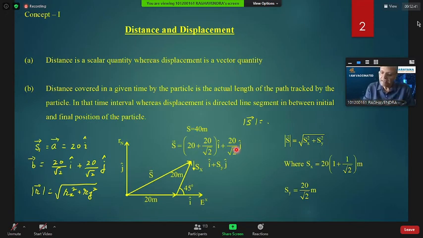So your S is how much? Sx i plus sy j. So this is your answer. If you want magnitude, then mod S will be under root sx squared plus sy squared. Sx is this, 20 taken common, 1 plus 1 by root 2 meter, and sy is 20 by root 2 meter. Substitute here, you'll be getting the magnitude of displacement.